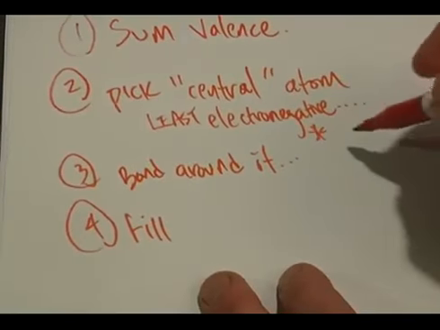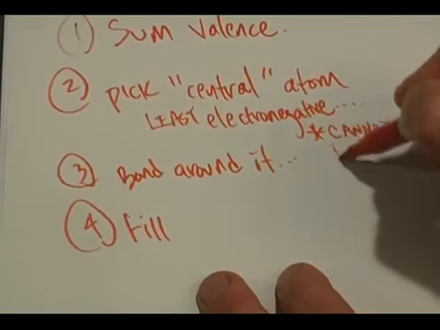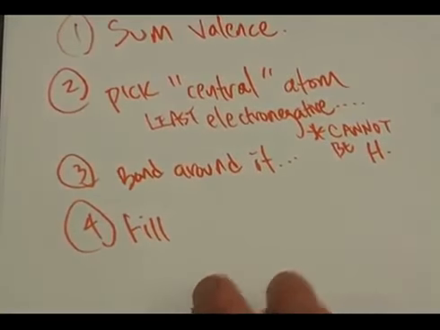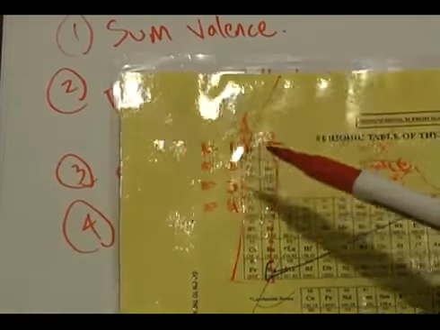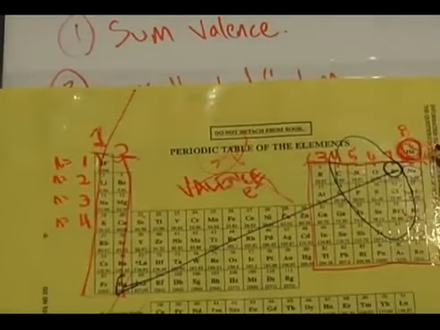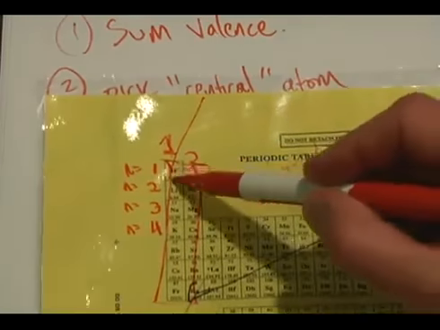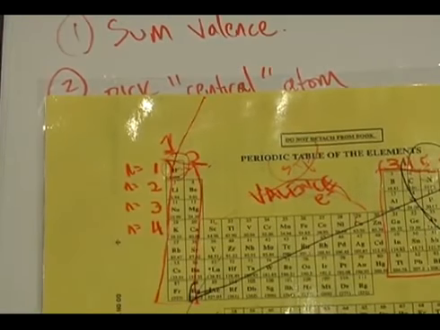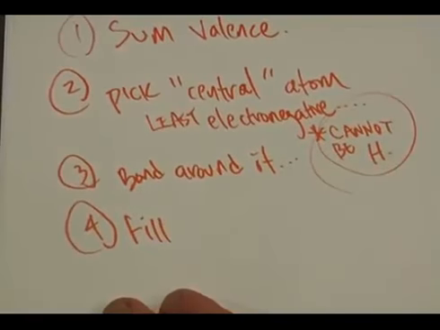The least electronegative atom, but it cannot be hydrogen. And the reason it cannot be hydrogen is because hydrogen, remember, only has 1 electron. And hydrogen only wants to gain 1 more electron to be helium, and so it won't have lots of things bonded around it. Hydrogen is kind of in a class by itself. It'll only have 1 thing bonded around it ever. So that's why hydrogen can never be the central atom.